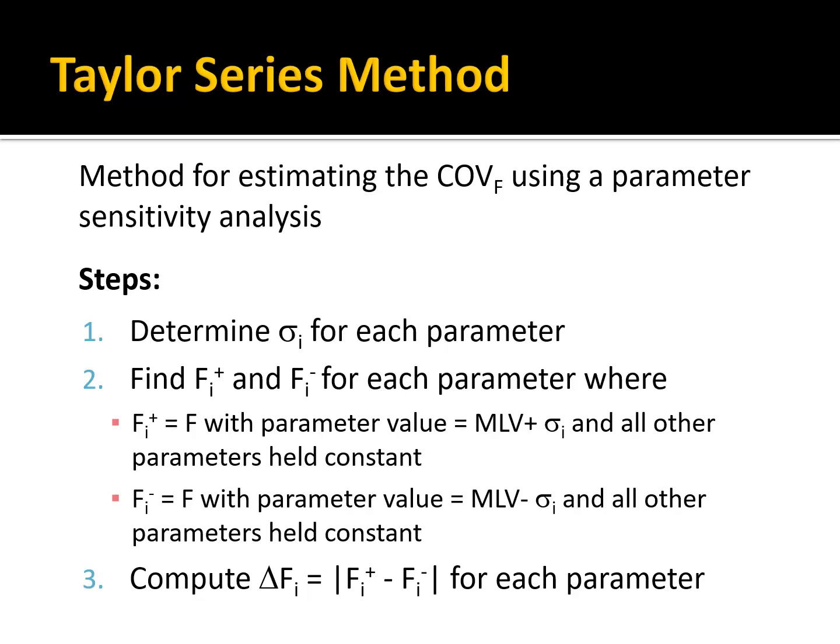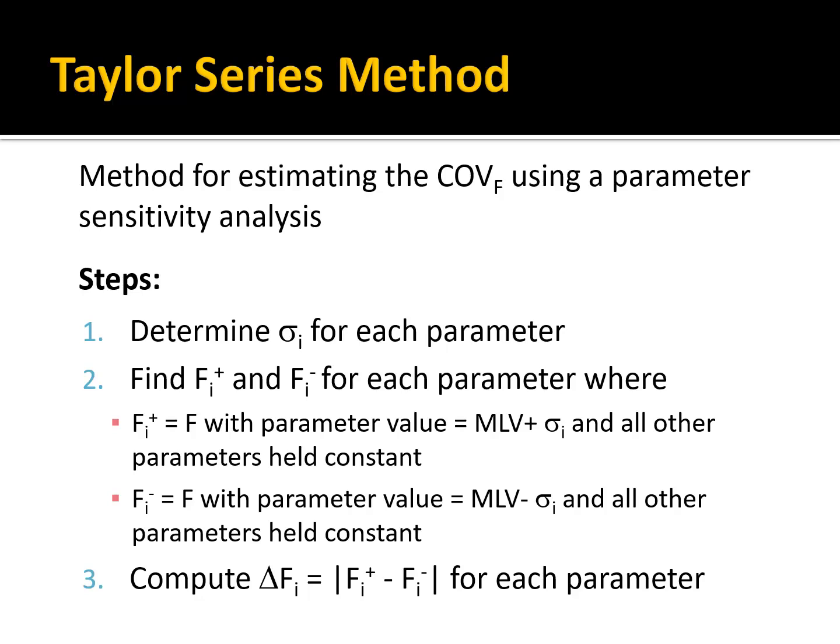Instead of doing several hundred simulations, we can do maybe 6 or 10 or 12 or something like that. And the way this works is you determine the standard deviation for each parameter. And then sigma i means we're looking at i as the ith parameter. And then we calculate Fi plus and Fi minus, where Fi plus equals the factor of safety where the parameter value is equal to the most likely value, or the mean value, plus sigma i. And all of the other parameters are held constant.